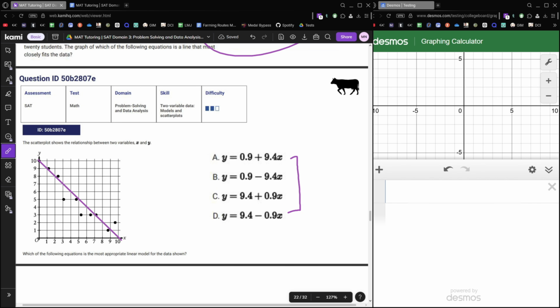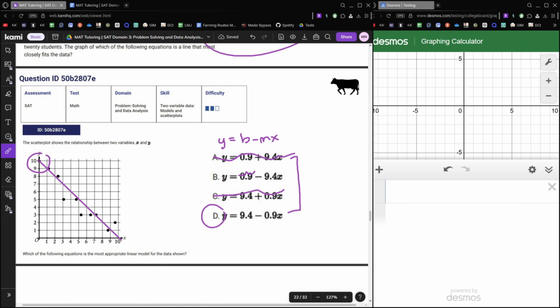First up, you'll notice that the answers are in y equals b plus mx form, so they kind of just moved the b to the front. We know that the line is going down, so it should have a negative slope, so instead of a plus, it should be a minus. So that gets rid of A and C. And then our b, or our y-intercept or our starting point, should be somewhere up at 10. So it's obviously not going to be 0.9. That means our answer is D.